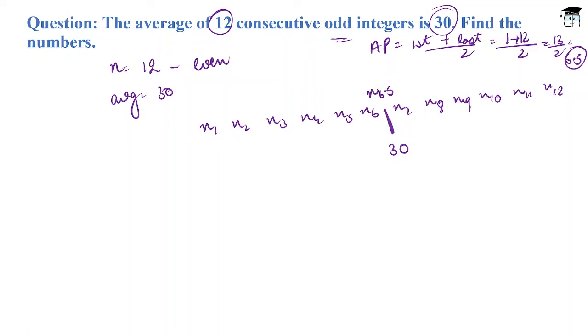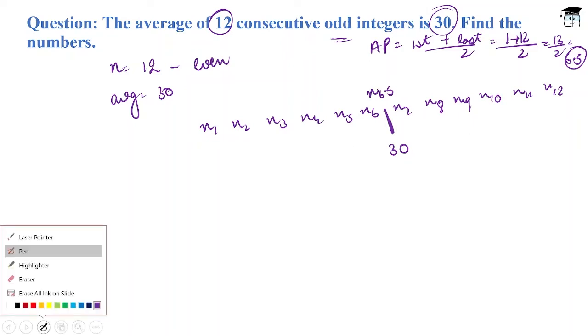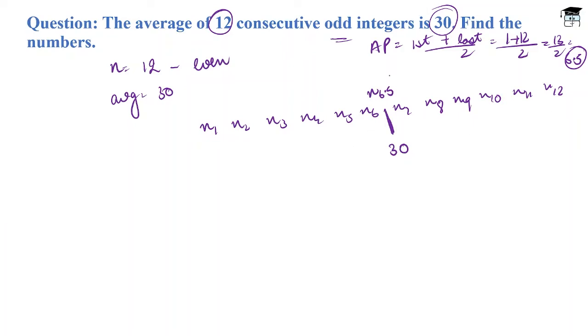Alright. So what would be the other digits? Let us see. Now they are odd integers. So it would be 29 and 31 here. Right? So the average is 30 here. And we have odd integers here. So it would be what? 31, 33, 35, 37, 39 and 41. Here it would be what? 29, 27, 25, 23, 21 and 19.